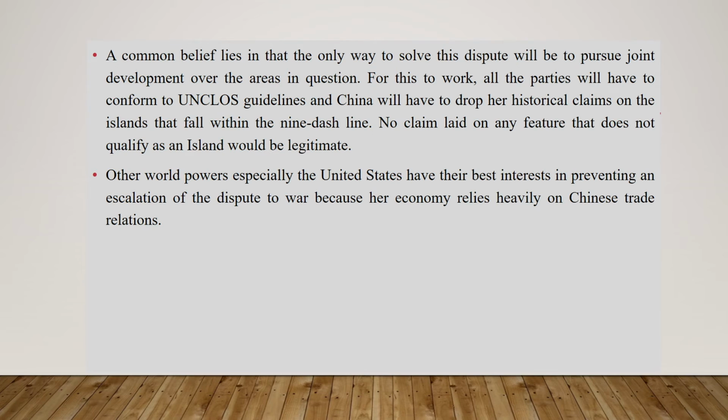Other world powers, especially the United States, have their best interest in preventing an escalation of the dispute to war because their economies rely heavily on Chinese trade relations.